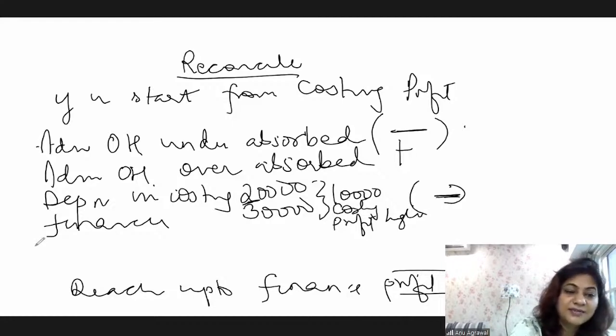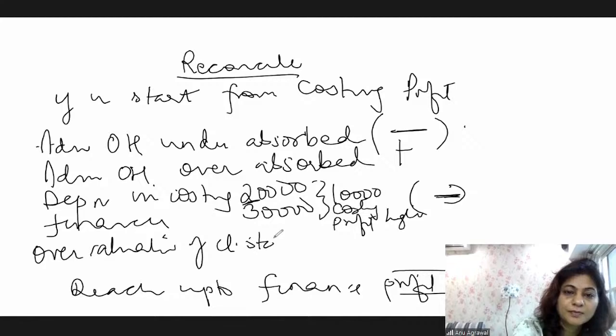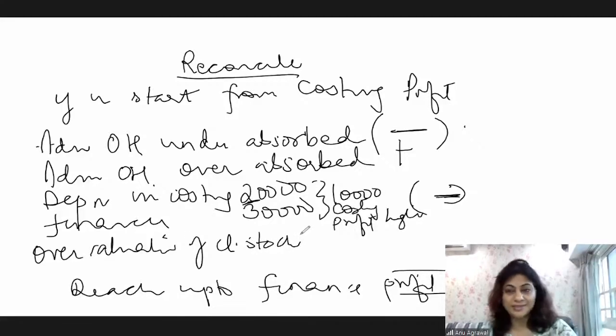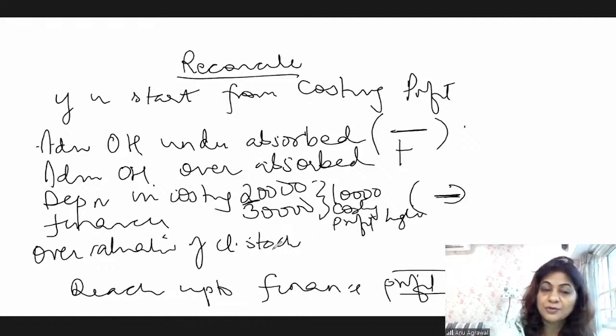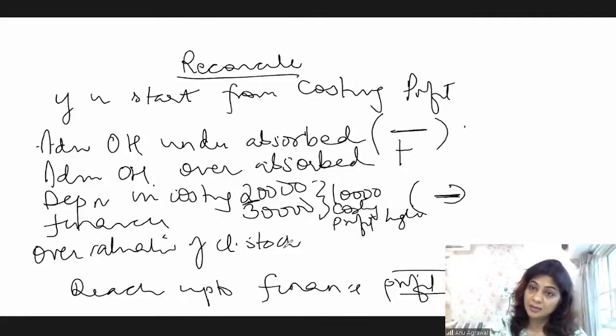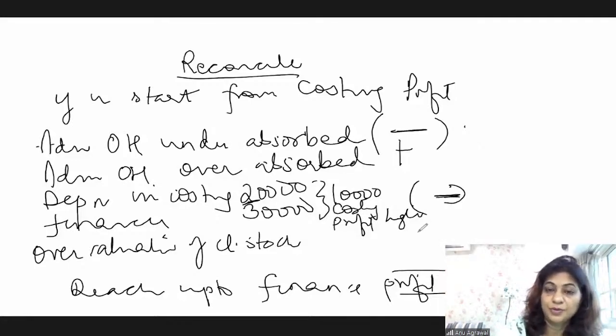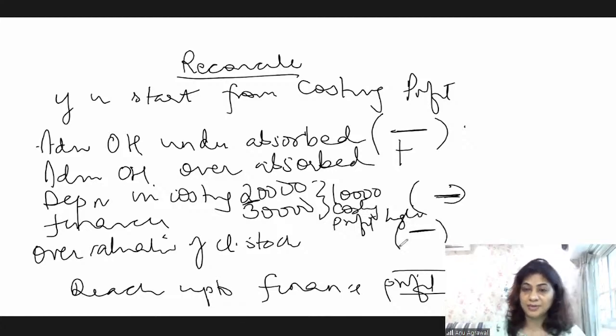Now let's say it is given overvaluation of closing stock. Now guys, if the question is not clear, this under and overvaluation only happens in costing. All of us know if closing stock is overvalued, that means the profit will be higher. That means technically, if overvaluation of closing stock is there in cost accountancy, that means profits of costing is higher. So if you want to reach up to finance, what do you need to do? Subtract.